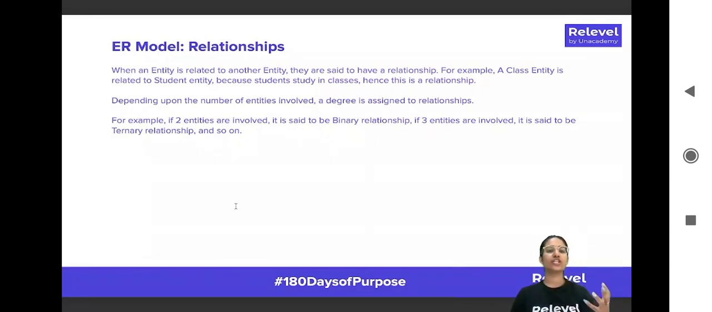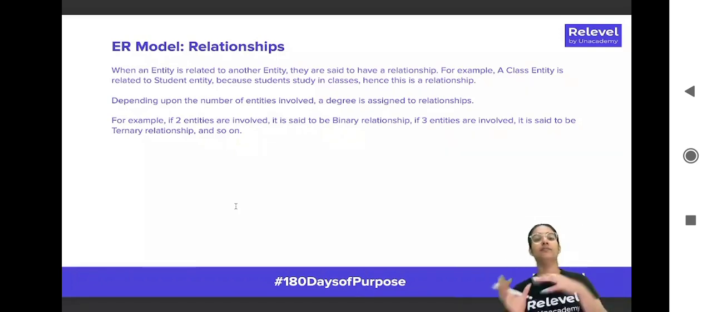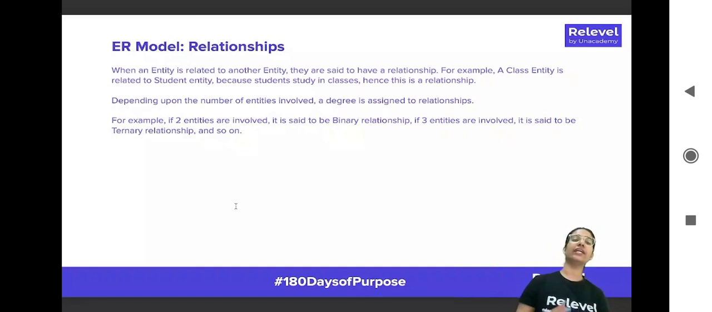Okay, so that is what relationship means: if you have certain entities, they are definitely going to be related to each other. For example, a class entity will have a relationship to student entity. Similarly, students entity will be related to subjects entity also. Similarly, teachers entity will also be related to subjects entity. So, based on the number of entities, we can also define a degree.